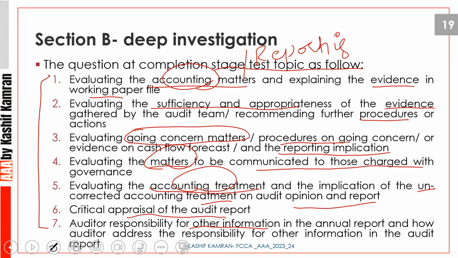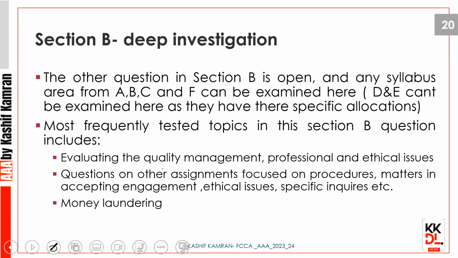So this is how one of the questions comes into section B, which is from syllabus area E. Now the next one, the other question, which could be two or three, depending upon where the examiner is putting the question from completion and reporting, either in two or in three, the other question left in section B is open, and any syllabus area from A, B, C and F can be examined here. D and E can't be examined here as they have their specific allocations.